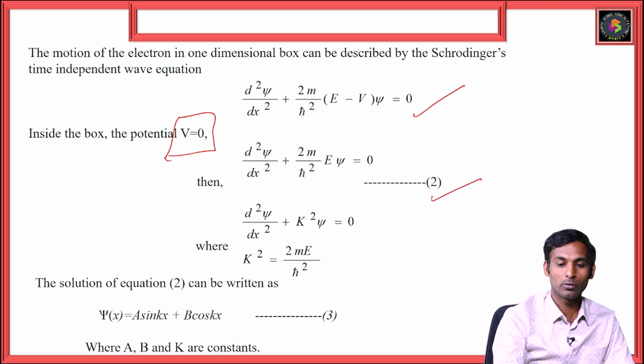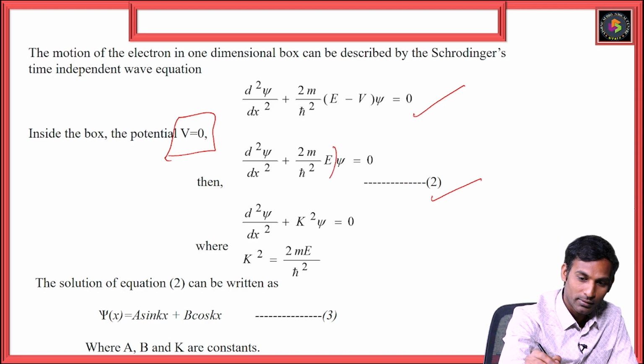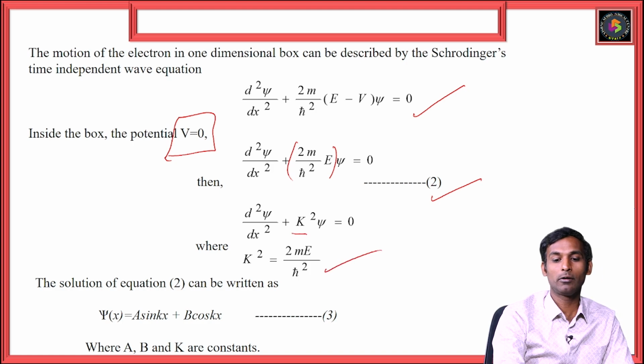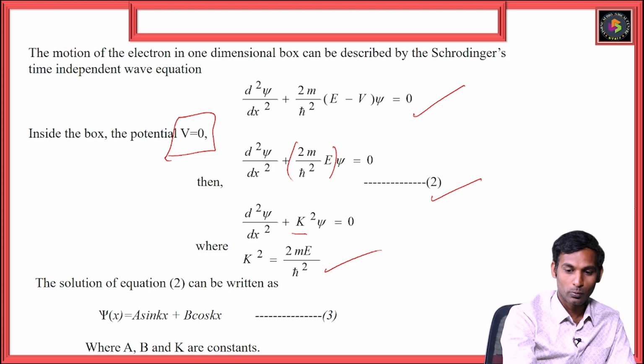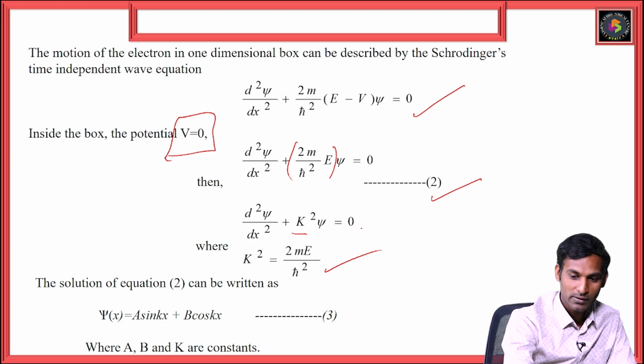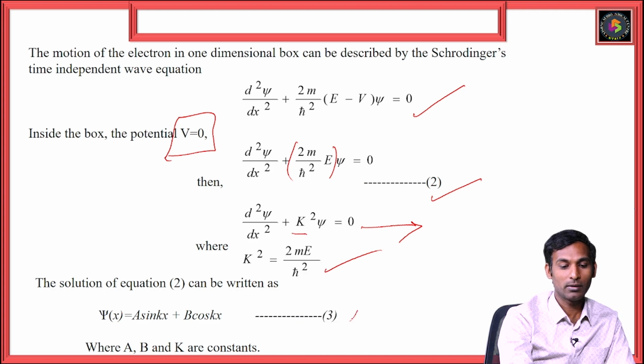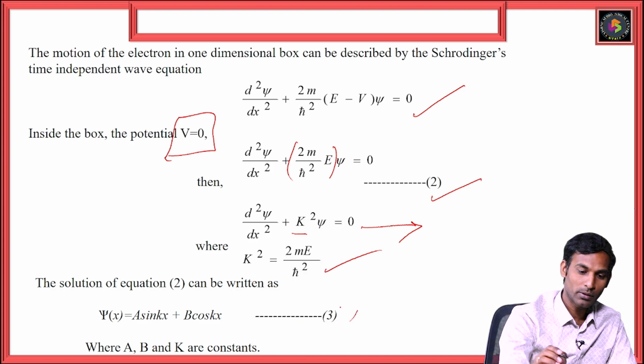In equation number 2, take 2mE by h bar squared as a constant value, which is called k squared. See here, k squared is equal to 2mE by h bar squared. So this equation can be written as psi of x is equal to a into sin kx plus b into cos kx. Equation 3 represents the solution of equation number 2.